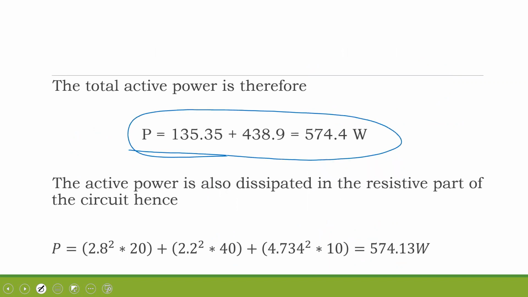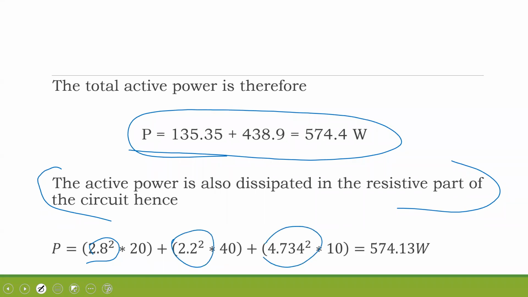So that's one approach. But let us say you weren't too keen on that. We know that active power is dissipated in the resistive part of the circuit. So what we find are the modulus for each current, and square them and multiply them by the resistances through which they pass. And we see that we get the same. So we get the 574 in both instances.